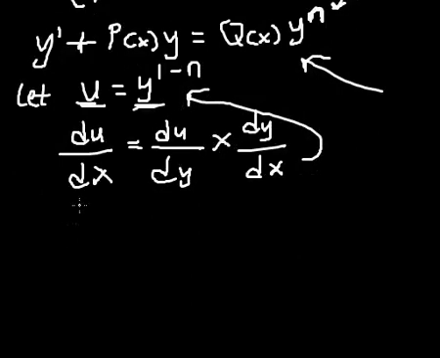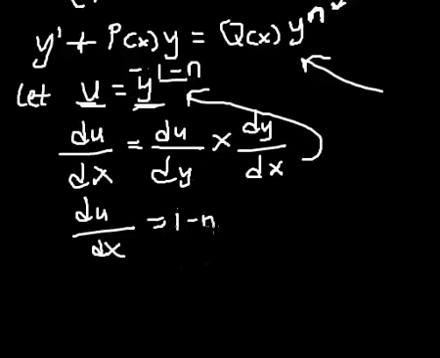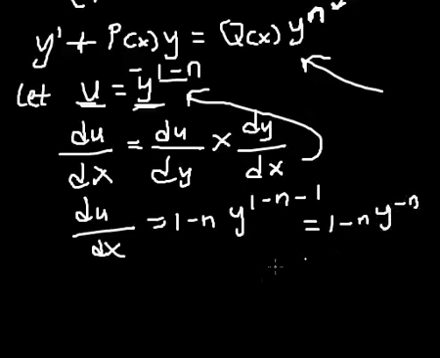So now let's do that. du with respect to x is going to be du with respect to y, which we know how to do: the power goes to the front of the function, which is 1 minus n, then multiplied by y raised to the power 1 minus n, then minus 1. Of course you know that 1 minus 1 will give me 0. So I am only left with 1 minus n times y raised to the power minus n.